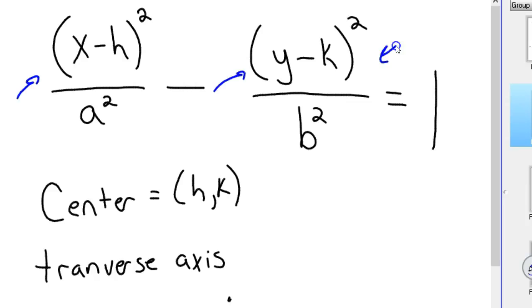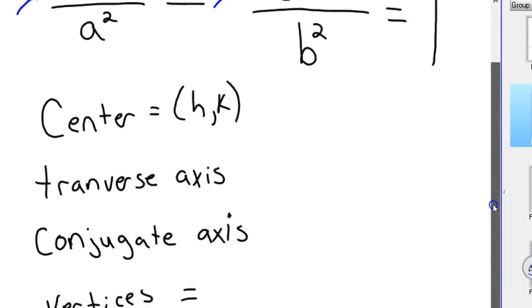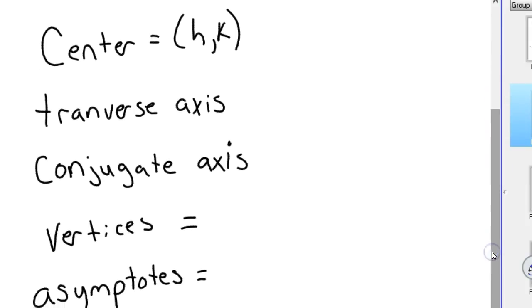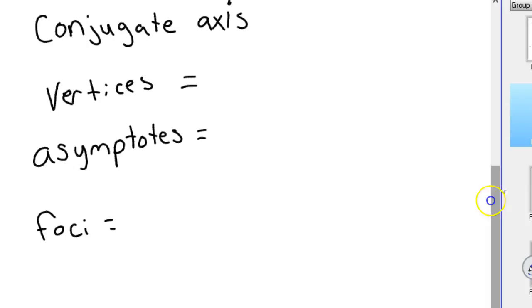The first thing is, I'm just going to go through everything. We're going to have a center, which will be (h, k), like it normally is. We're going to have a transverse axis, a conjugate axis, and vertices, just like on an ellipse. What's different is we're going to have asymptotes, and I'll show you how to find the foci.